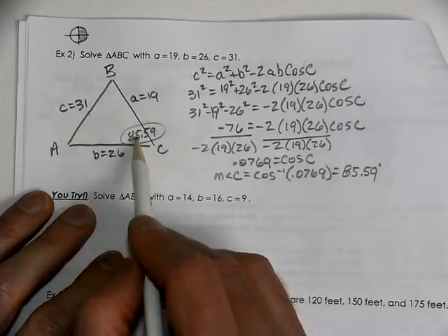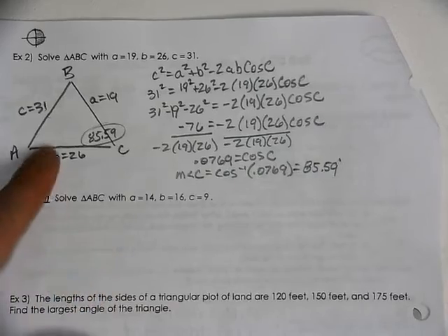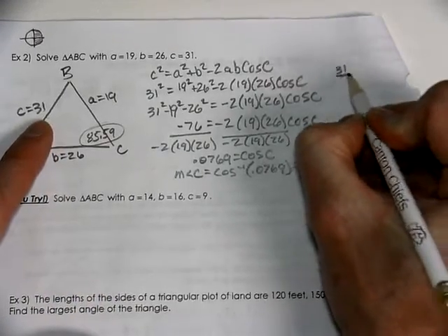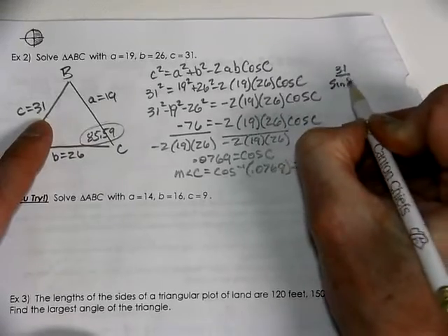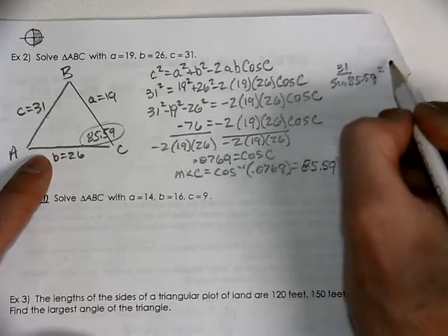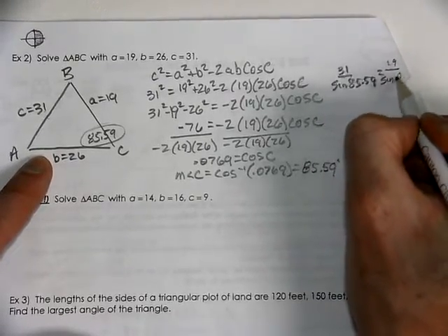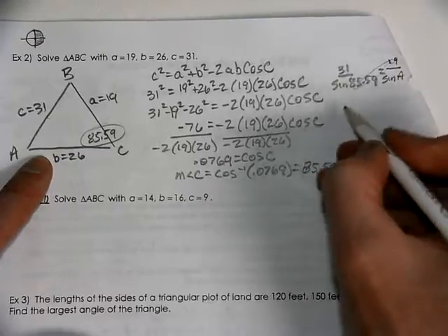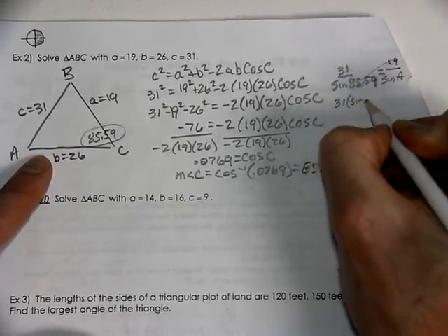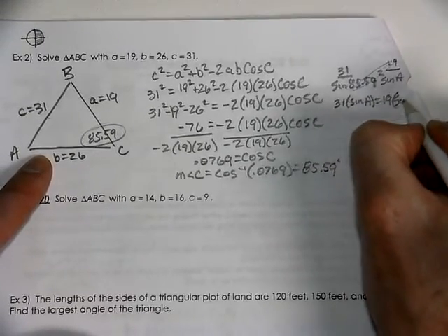Now we have 2 bits of information for the same letter. We can use law of sines. So we have 31 over the sine of 85.59, and we're solving for the angle, perhaps A, so sine of A. We'll cross multiply, so we get 31 times the sine of A to equal 19 times the sine.